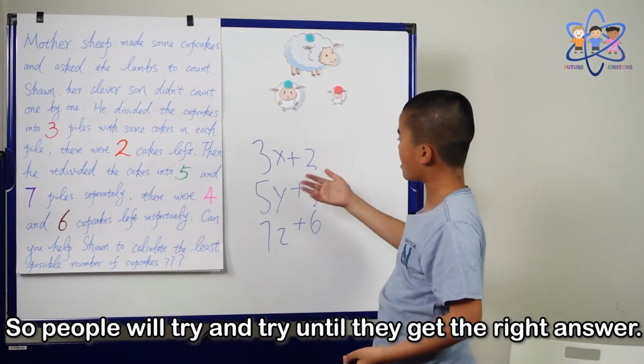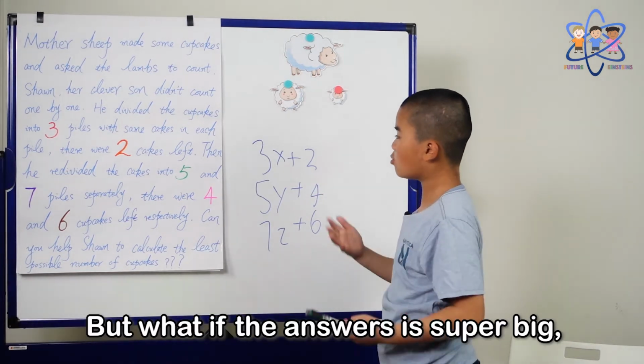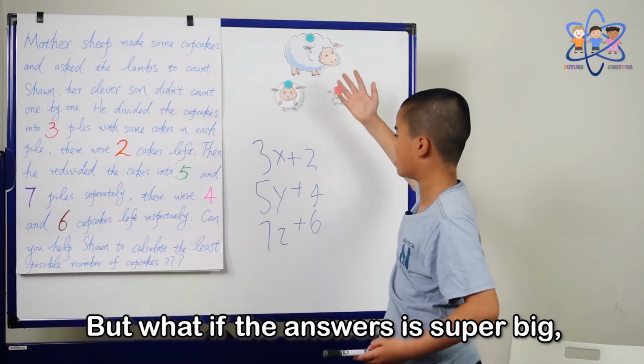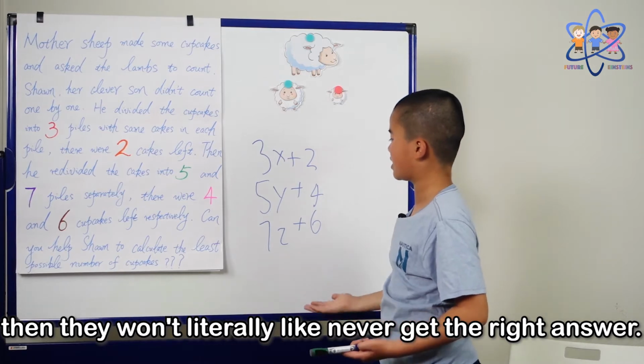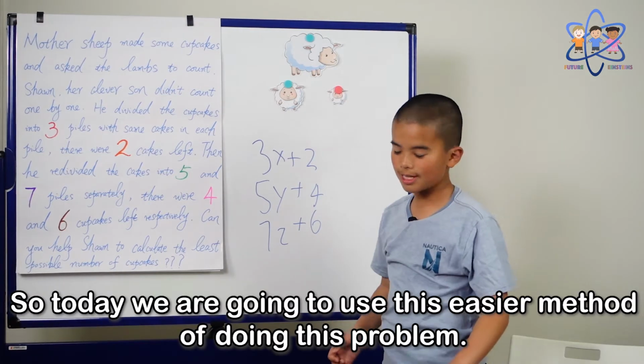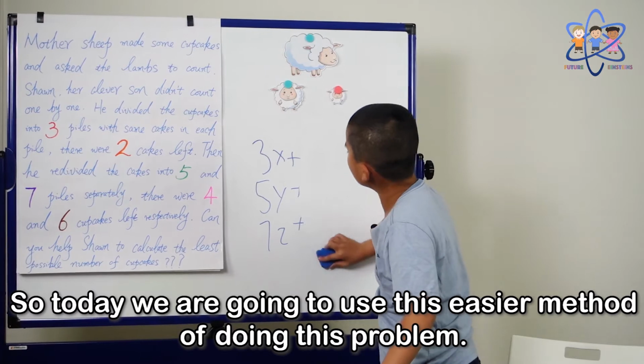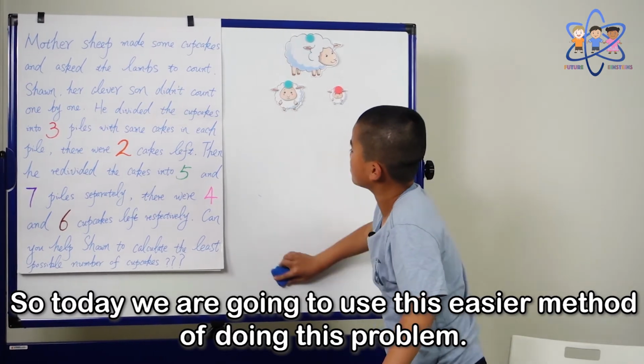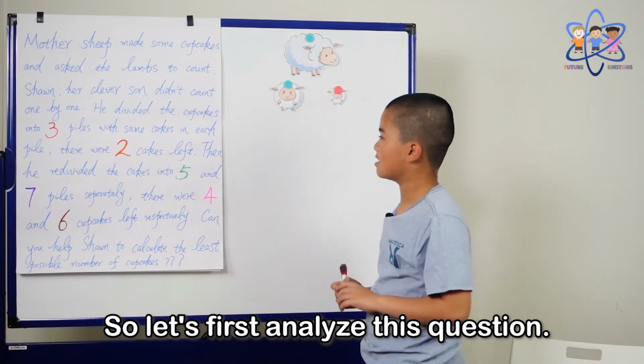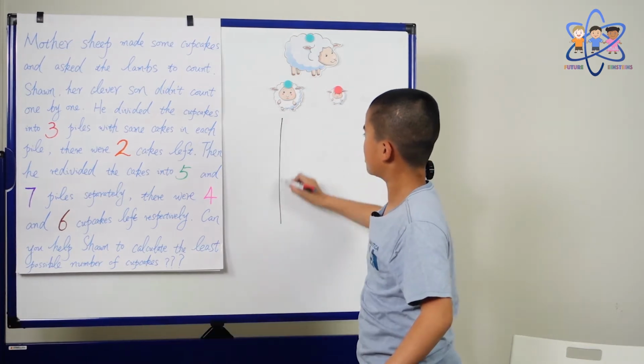So people will try and try until they get the right answer. But what if the answer is super big? Then they will literally never get the right answer. So today we are going to use an easier method of doing this problem. So let's first analyze this question.